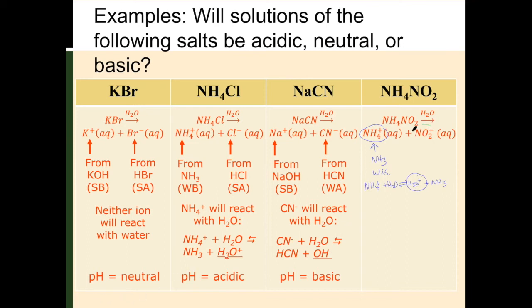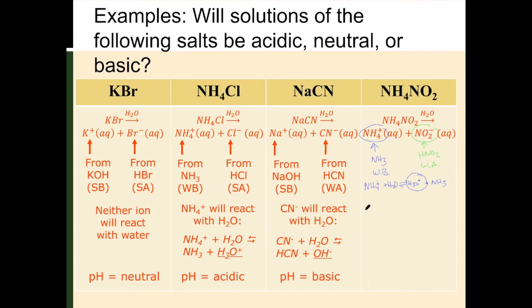Well, what about the nitrite? If it were to come from an acid, you just slap a hydrogen on the formula, which is HNO2. That is nitrous acid, which is a weak acid. It's similar to HNO3, which is nitric acid, a strong acid, but make the distinction. This is HNO2, nitrous acid, which is a weak acid. So that means the nitrite is also going to react with water, and it is the conjugate base of a weak acid.